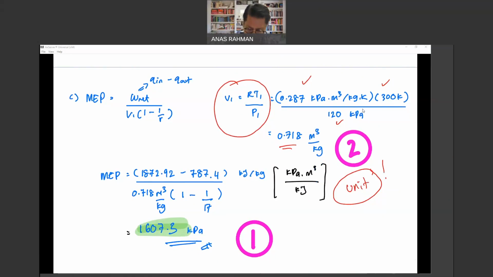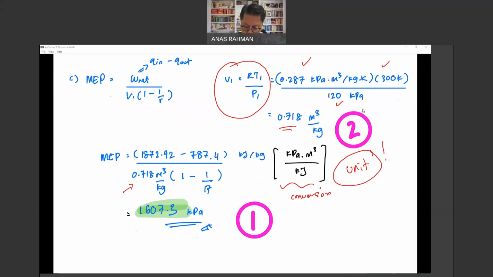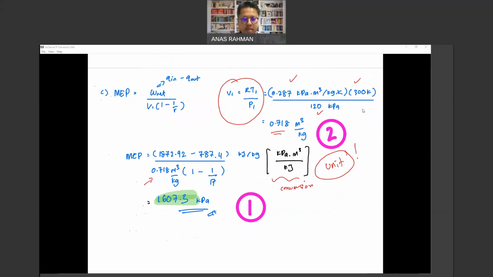Okay, so substitute everything, your V, everything. Make sure of the unit conversion. You have all this, then you get your answer about 1,600 kilopascal. Mean effective pressure in kilopascal. If you forgot to write down the units, your answer will definitely be in terms of kilojoule or kilojoule per kilogram. Okay.